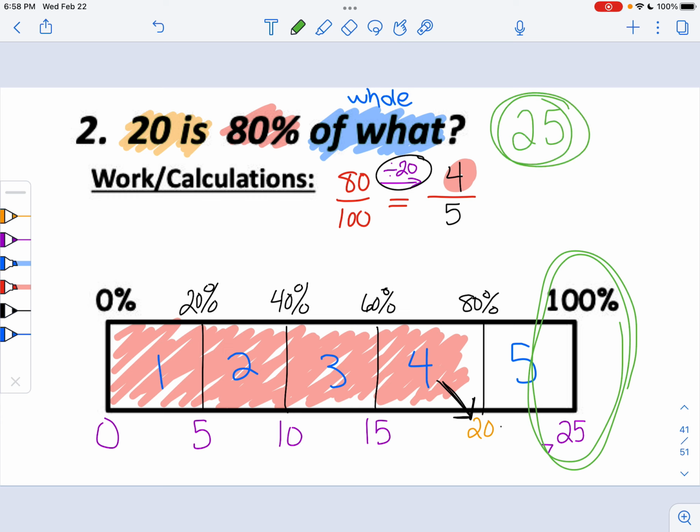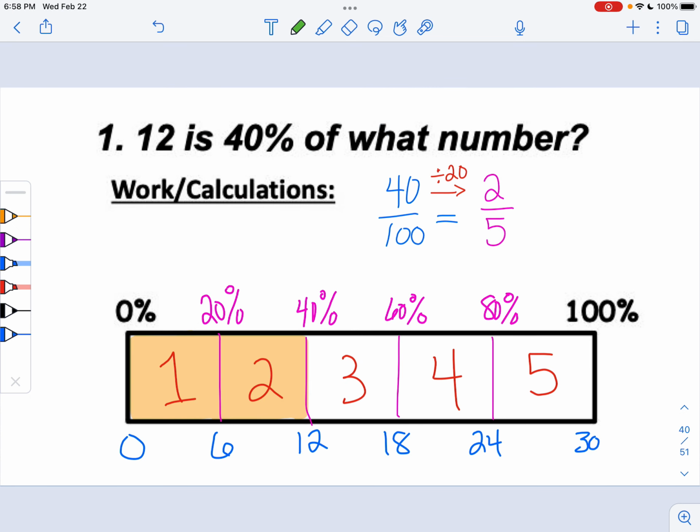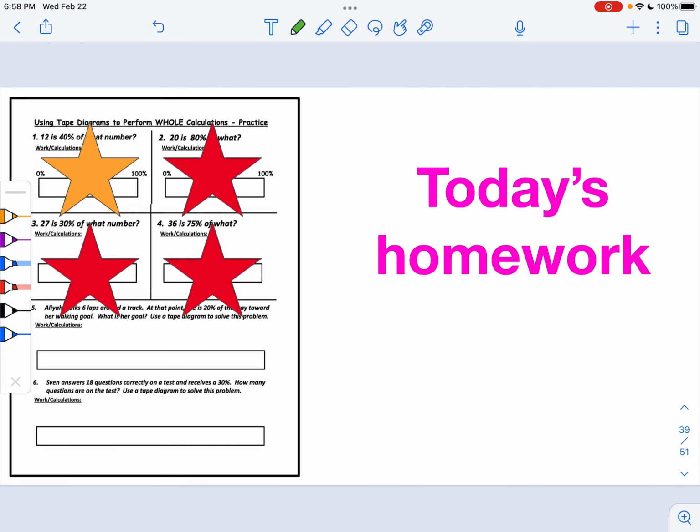Okay, there are 2 more for you to do before you turn it in. Please do number 3 and number 4 to the best of your ability.